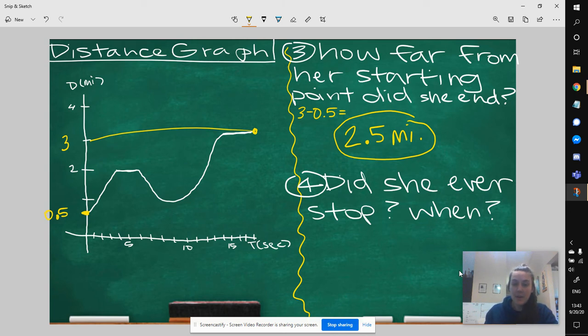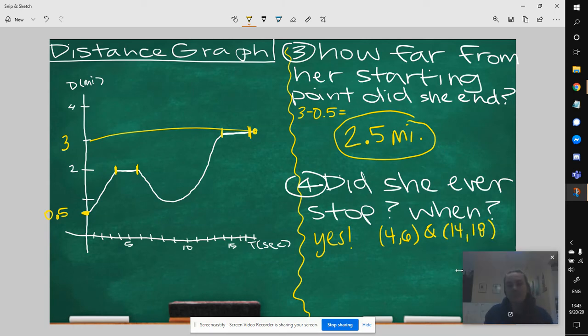And then, did I ever stop? Yes, I definitely did, right? Whenever the time is moving forward but my distance is not moving forward, I've stopped. And there's one other place we stopped, so let's write these down. I stopped from 4 minutes to 6 minutes, and I also stopped from 14 minutes to 18 minutes.